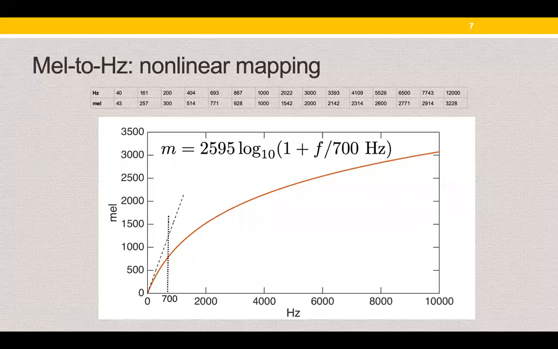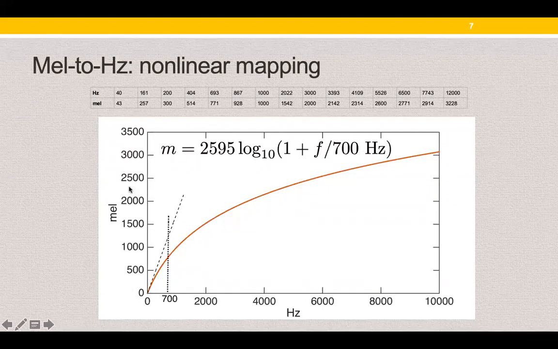Here, the first slide I'd like to share with you: Mel is a frequency scale, a nonlinear mapping from Hertz. Mel goes from low to high. This curve shows the formula: Mel equals this much times log 10 of 1 plus f divided by 700 Hertz. So that's the curve. From 0 to 10,000 Hertz, this maps roughly to 0 to 3,000 Mel.